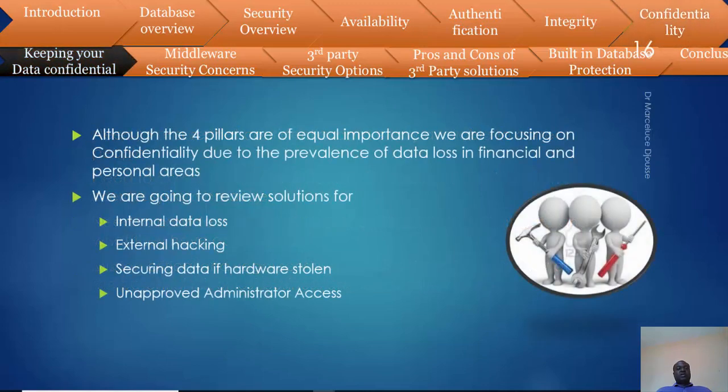Now, how do we keep our data confidential? Although the four pillars are equal in importance, we are focusing on confidentiality due to the prevalence of data loss in the financial and personal area. We are going to review solutions for internal data loss, external hacking, securing data if hardware is stolen, and unapproved administration access.